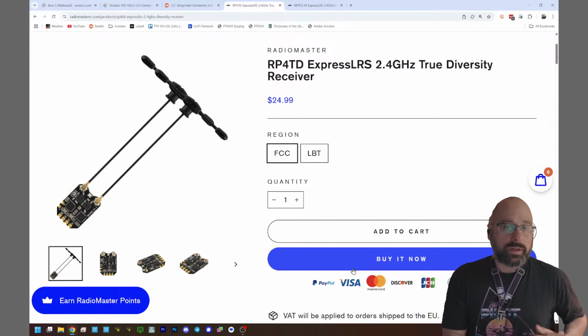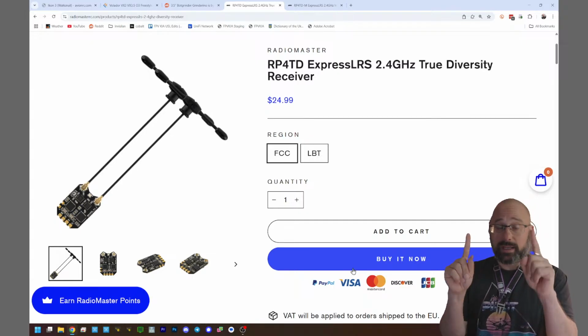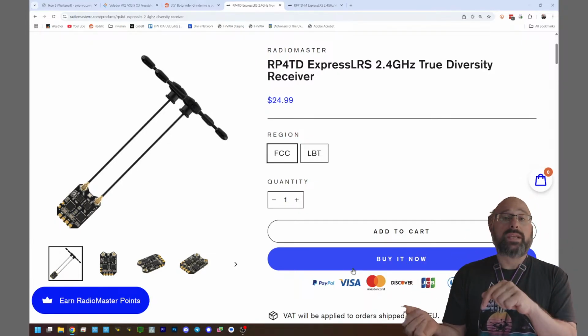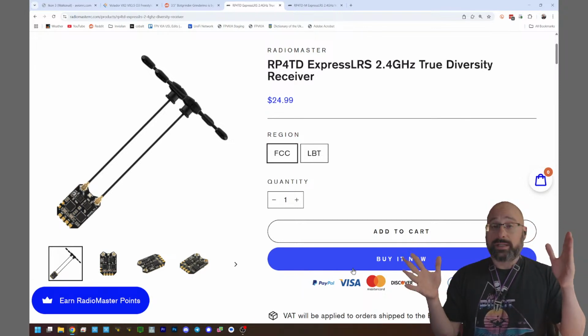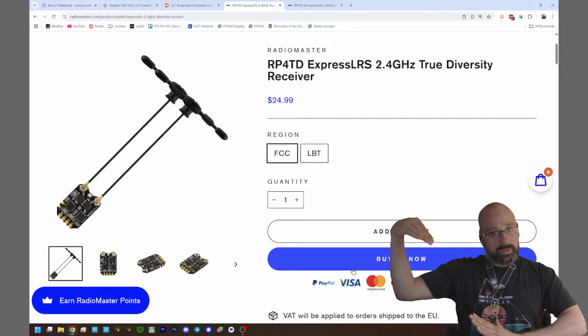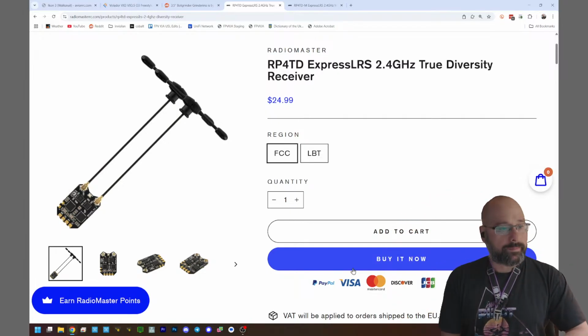In order to use Gemini, you need a Gemini transmitter that has 2 antennas, like the Radiomaster Nomad is one of them, and you need a full diversity receiver that can listen on 2 antennas at the same time. You have transmitter number 1 and receiver number 1, and transmitter number 2 and receiver number 2, and they hop around and do their thing.